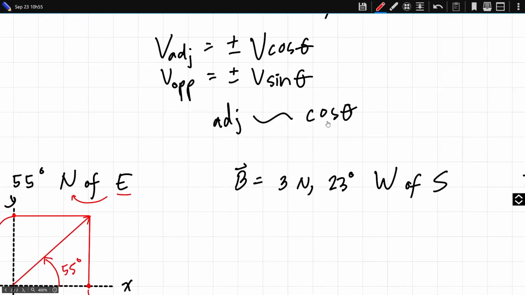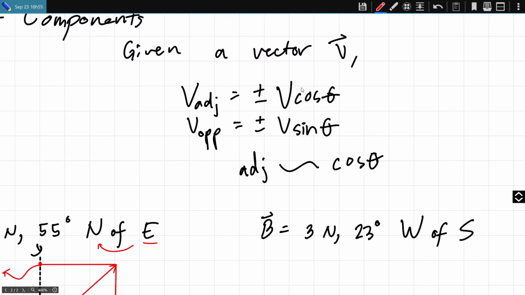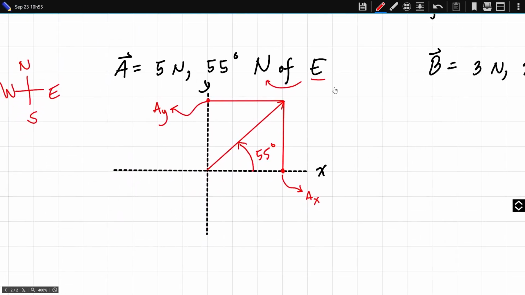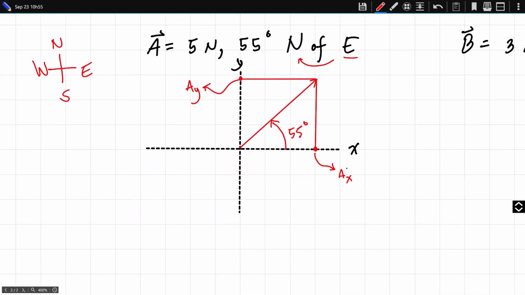So how do we solve for a sub x and a sub y? So recall, these are the equations that we will use. And again, para ma-memorize natin siya, kailangan natin tandaan, adjacent corresponds to cosine. Okay? So we have two components here, a sub x and a sub y. Now, the adjacent component is the component that is connected or adjacent, makadikit, dun sa ating angle.